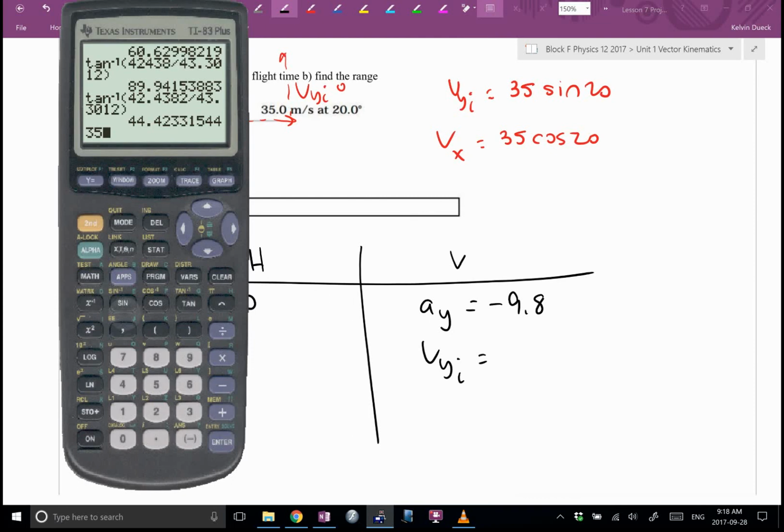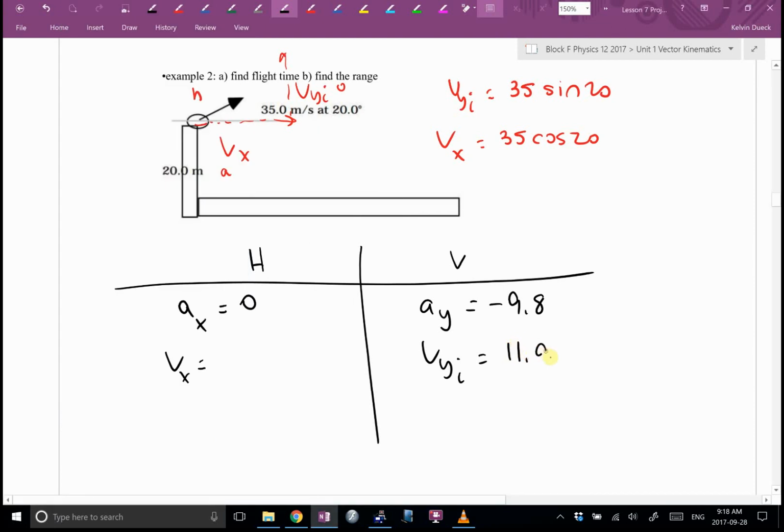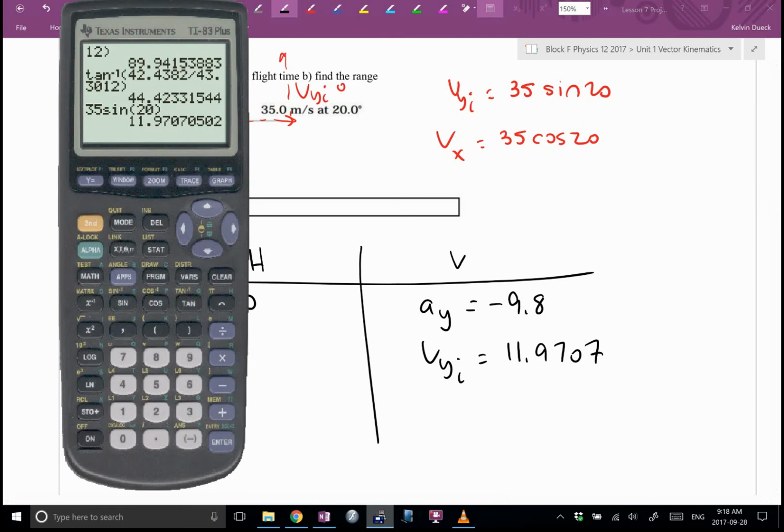35 sine 20 is 11.9707. 35 cos 20 is 32.8892.